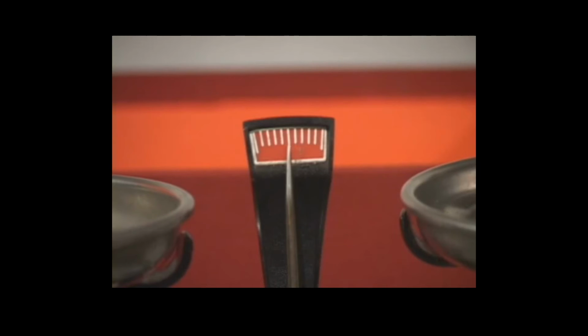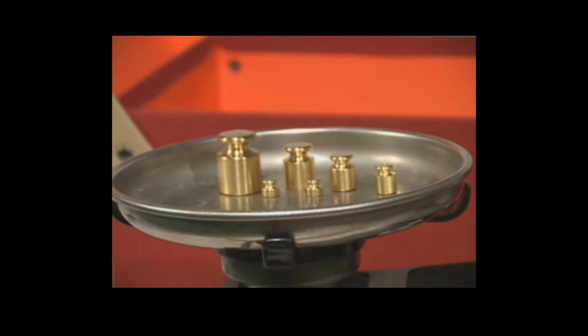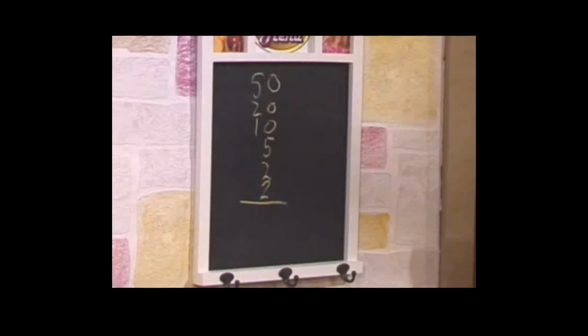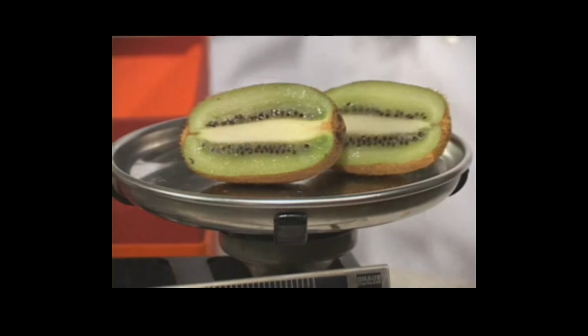Stop! They're even. Okay, let's add up all the grams to see how much matter is in this kiwi. 50 plus 20 plus 10 plus 5 plus 2 plus 2 equals 89 grams. The mass of the kiwi is 89 grams.